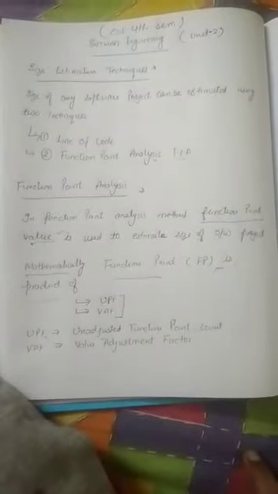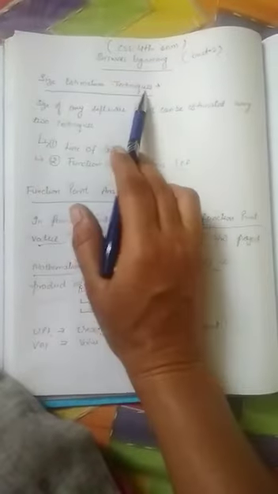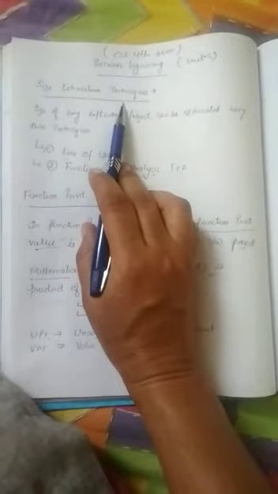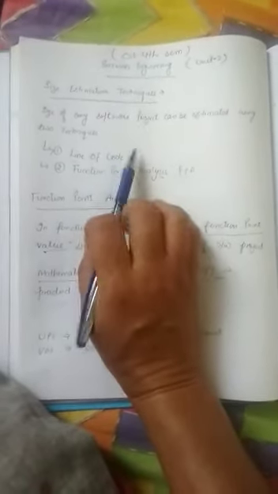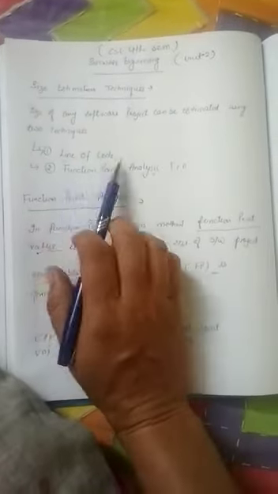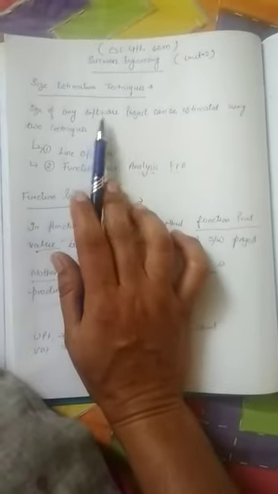Hello students, today we will discuss the topic of software engineering subject, and the topic is size estimation techniques. To estimate the size of any software, there are different techniques, and basically we will discuss two techniques: line of code and function point analysis. So what is size estimation?